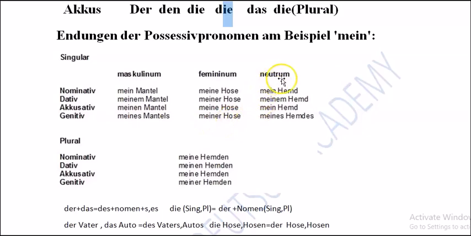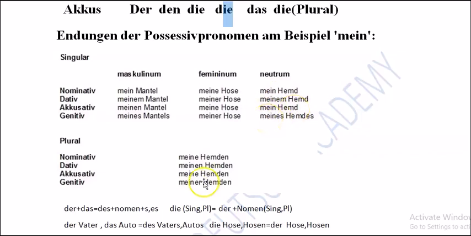So the next one, in neutrum, neuter form, it is the same like that of masculine. For example, mein Hemd, it is nominative. In dative, we are changing mein to meinem. So that is das Hemd. Hemd means shirt, t-shirt. So it is changed to meinem, and then in accusative we don't change das to any other form. The same das is written, so we say mein Hemd.